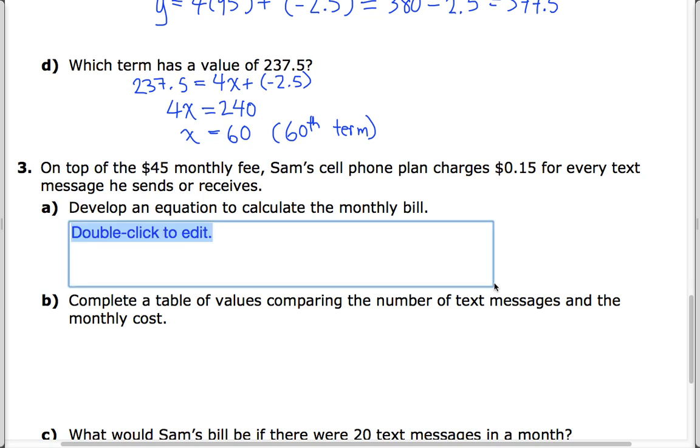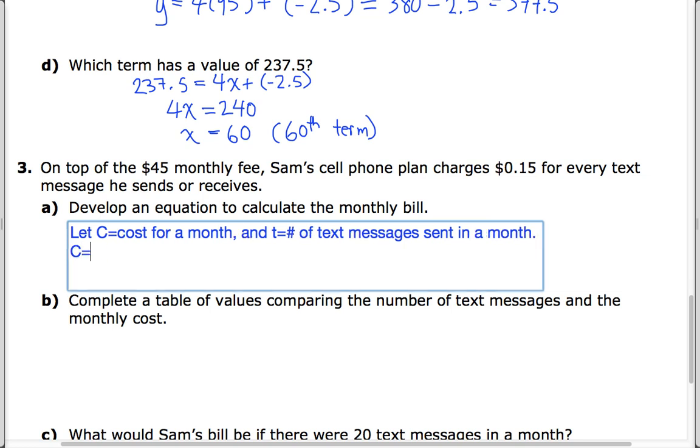So first of all, if we let capital C be equal to the cost and T be equal to the number of text messages sent in a month. So I guess we should indicate the cost for a month. So then the equation would be C equals 45 plus 0.15T.